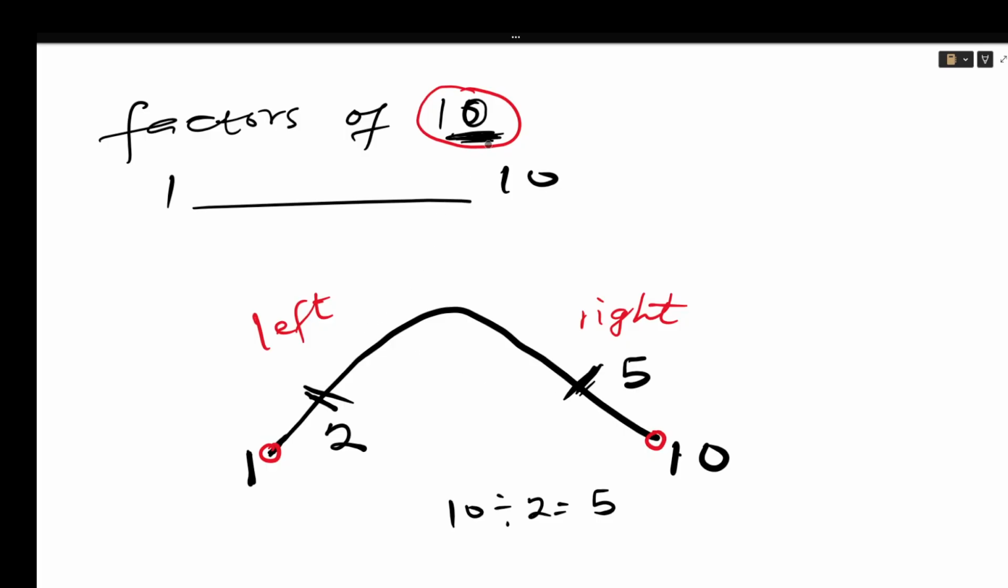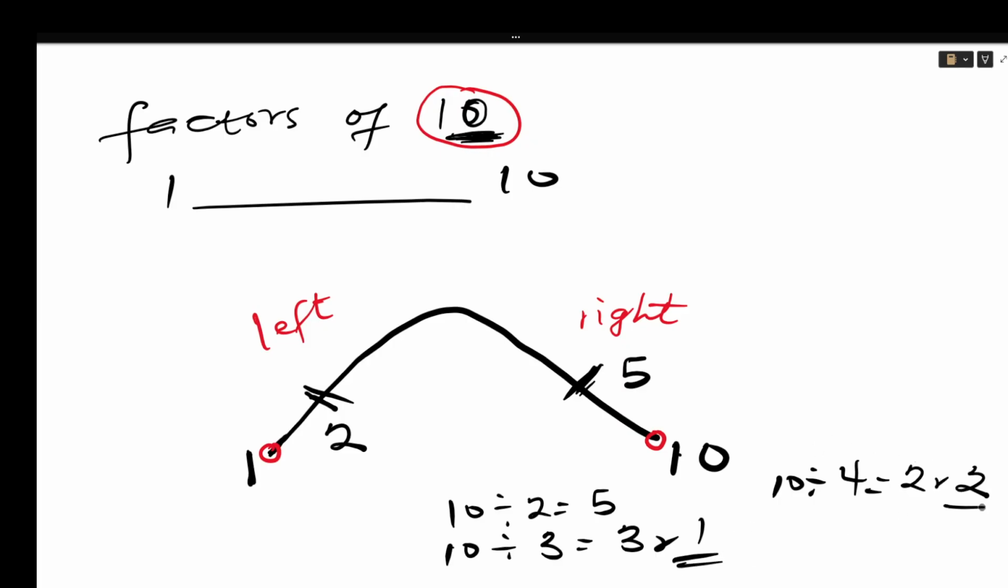3, I believe, is not a factor of 10 because 10 divided by 3 is 3, remainder 1. The same applies to 4. 10 divided by 4 is 2, remainder 2. So these are left with remainders, so therefore they can't be factors of 10. So now you could see that here's the turning point.